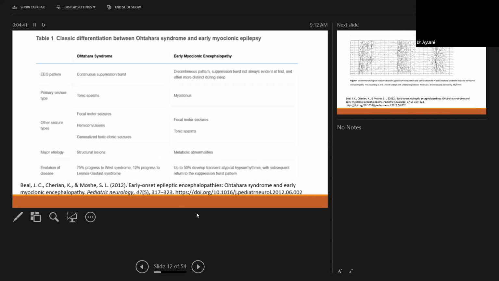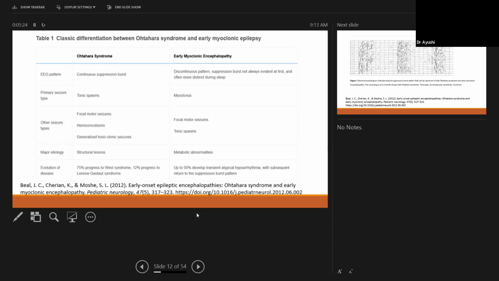Now, this table will show the classic differentiation between Ohtahara syndrome and early myoclonic encephalopathy. In Ohtahara syndrome, the EEG pattern shows a continuous suppression burst, while in EME, it will be a discontinuous pattern. Suppression burst is not always evident at first, and it is often more distinct during sleep. The primary seizure type in Ohtahara will be tonic spasms, while in EME, it will be myoclonus. Other seizures found in Ohtahara will be focal motor seizures, hemiconvulsions, and generalized tonic-clonic seizures, while in EME, they can be focal motor seizures and tonic spasms.